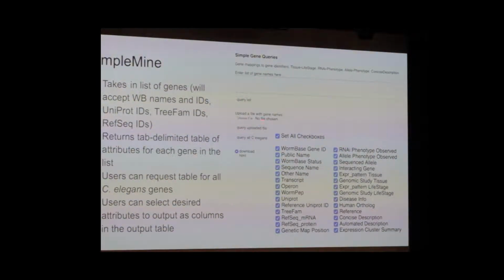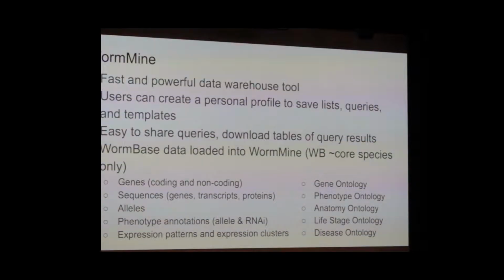You can also query from an uploaded file or query all elegans genes. We also have two options here. If you have a small list and you just want to quickly look at the results, you can do HTML and just see a table in the web browser, or you can download those as a tab-delimited TXT file. Okay, that's it. So that's SimpleMine, and it's quick and easy to use, and we encourage you to check it out. And let us know if you have any questions.